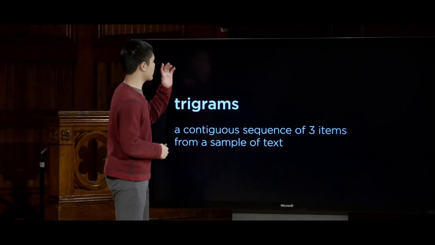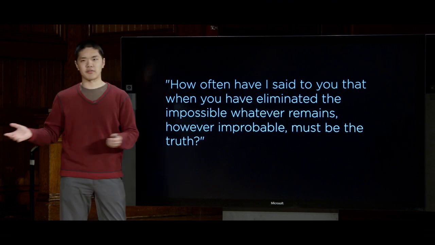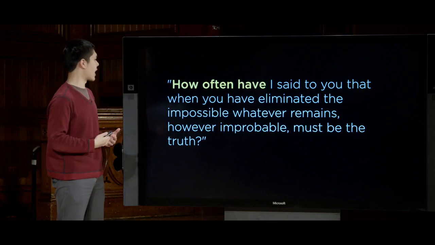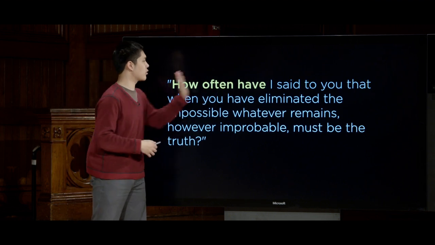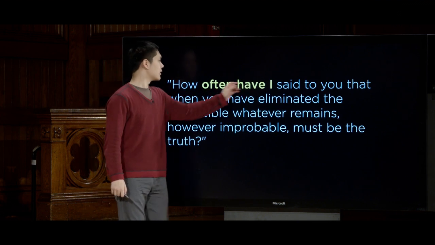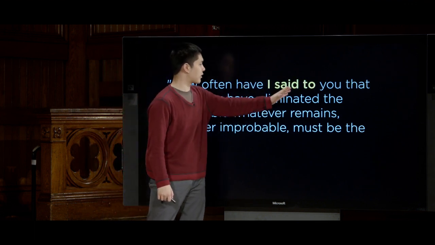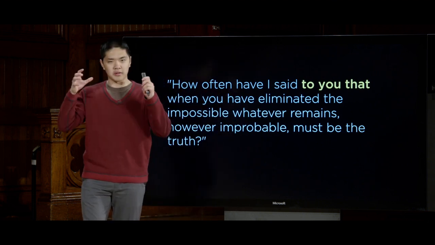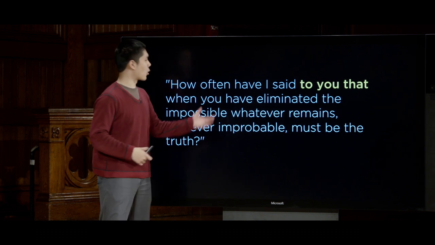And so if we took a sentence, for example, here's a sentence from, again, Sherlock Holmes. How often have I said to you that when you have eliminated the impossible, whatever remains, however improbable, must be the truth? What are the trigrams that we can extract from the sentence if we're looking at sequences of 3 words? Well, the first trigram would be how often have, just a sequence of 3 words. And then we can look at the next trigram, often have I. The next trigram is have I said, then I said to you, for example. Those are all trigrams of words, sequences of 3 contiguous words that show up in the text.